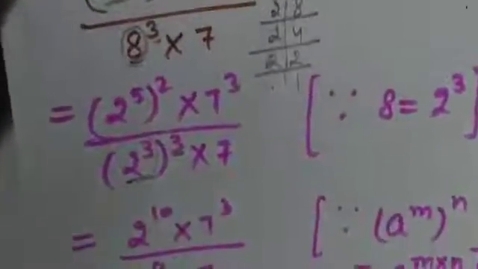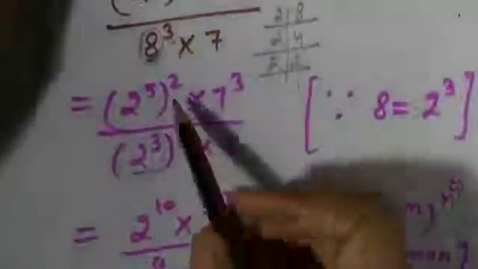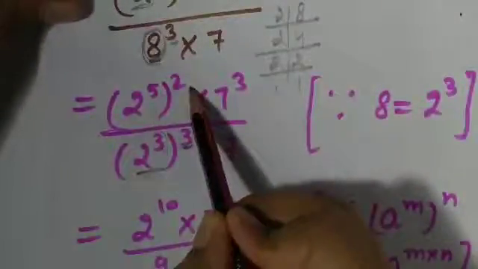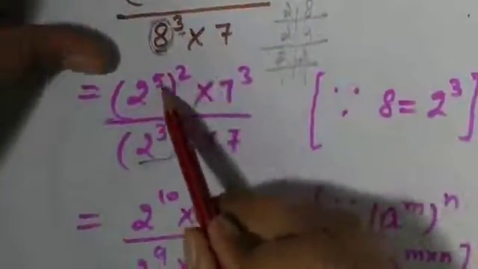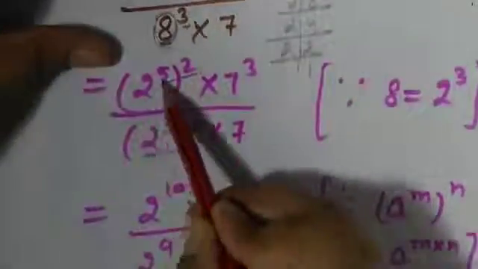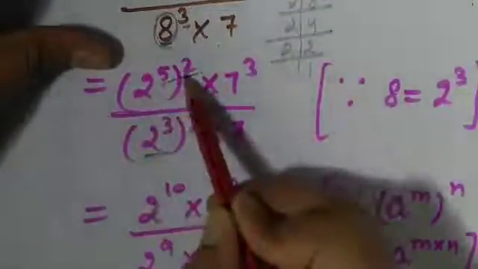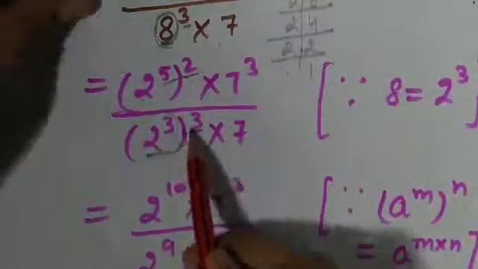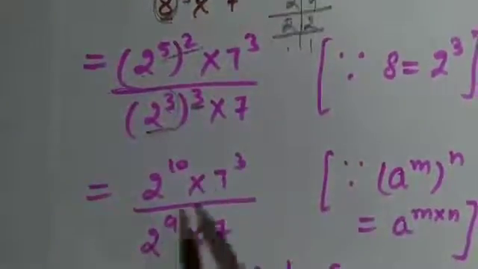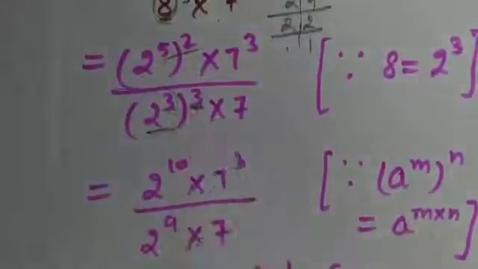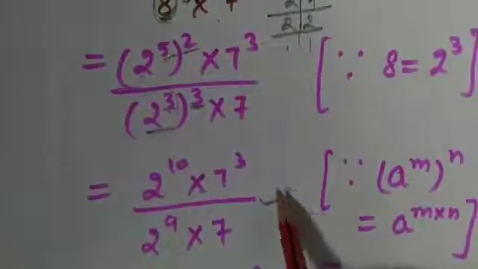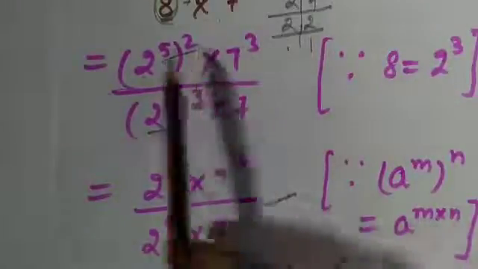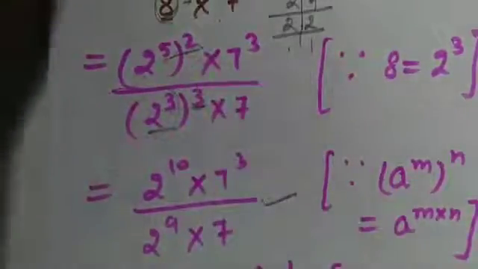Now, what will you apply here? I am observing there is an exponential number having one more power, so you have to multiply the powers. It will be 2 raised to the power 5 into 2, that is 10. And here also 3 into 3, that is 2 to the power 9. Powers get multiplied, into 7. Okay, so this is the next step I did. I have applied the law, power to the power, so powers get multiplied.